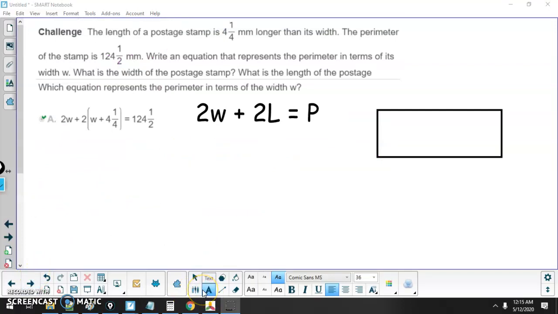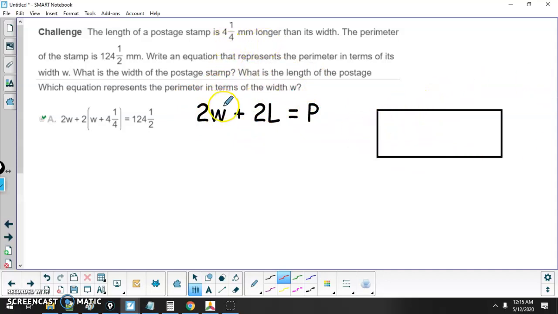This one was from Friday last week. So you basically have the length of a postage stamp, and they're telling you it's 4 1/4 millimeters longer than its width. They give you the perimeter. You're trying to figure out the length and width of the postage stamp, essentially. All right, so remember, for rectangles, this is the formula for perimeter. Perimeter is the distance around it, okay?